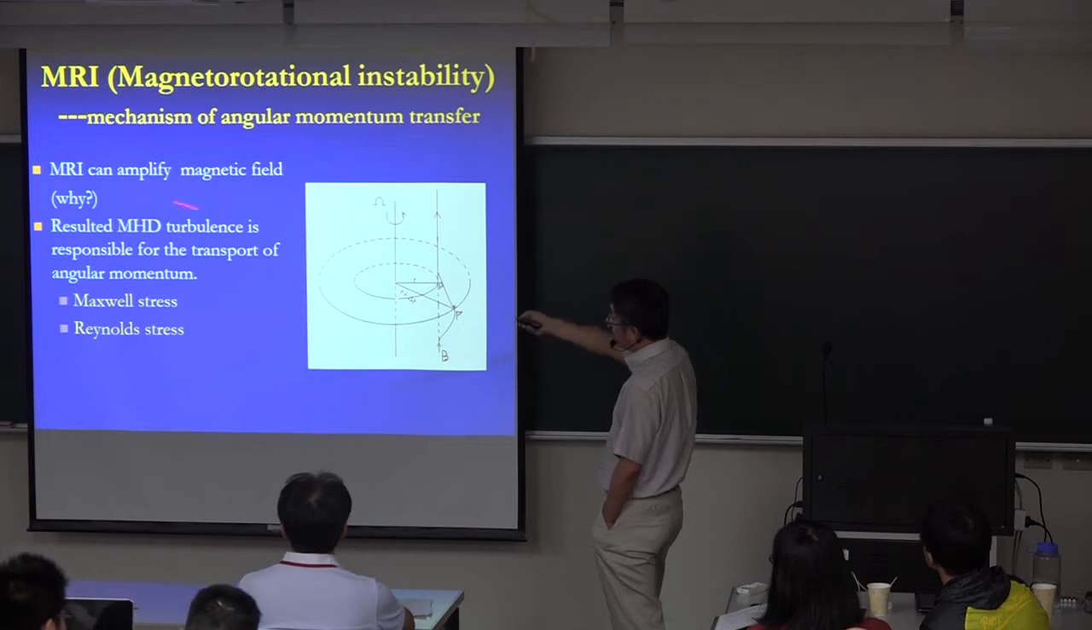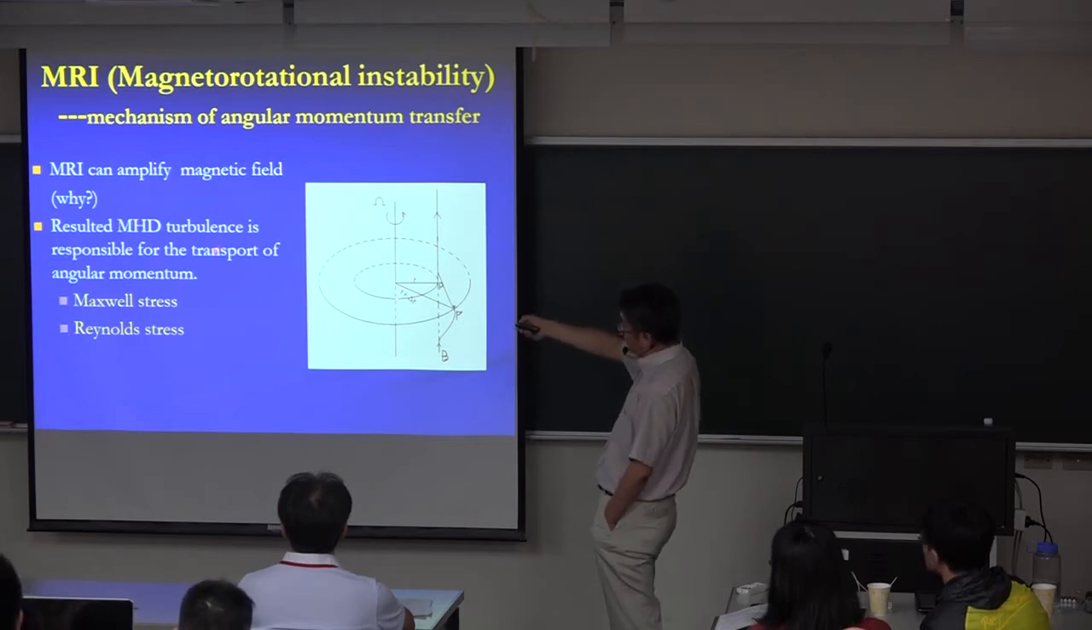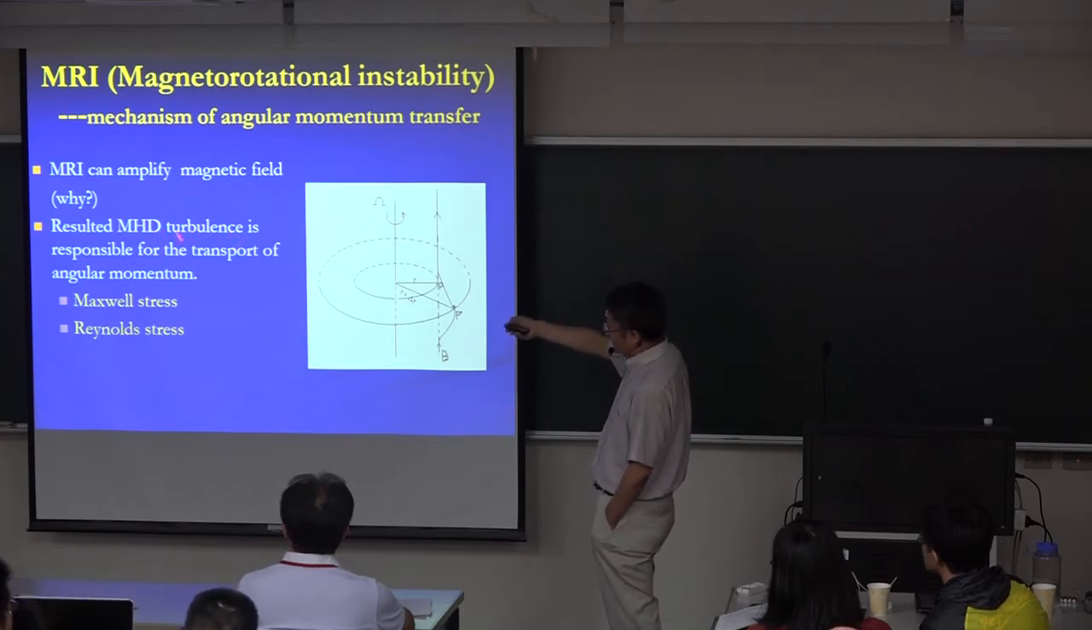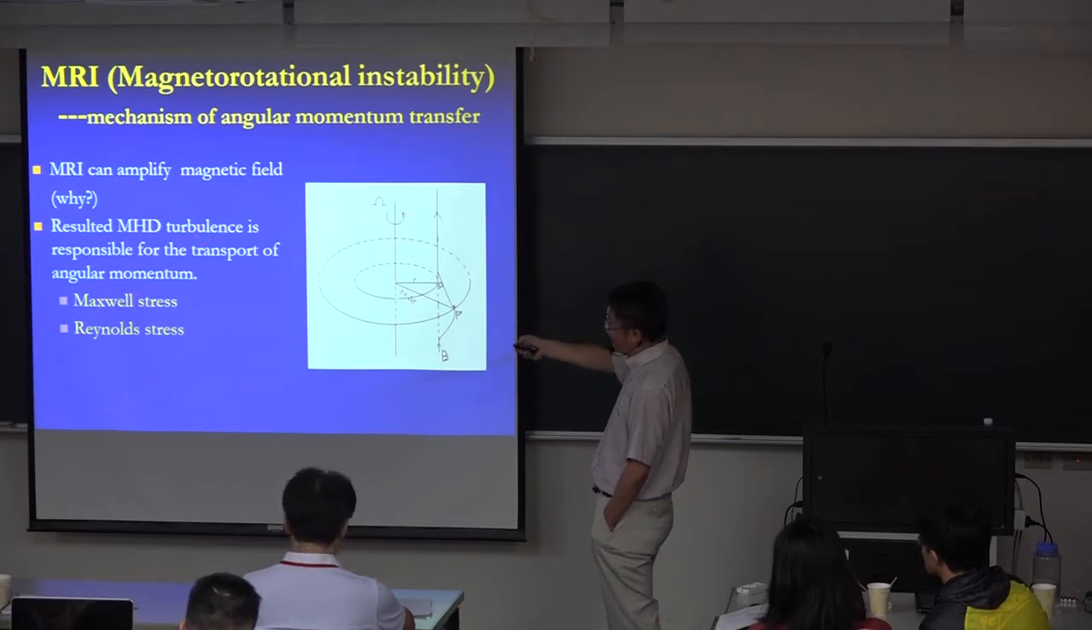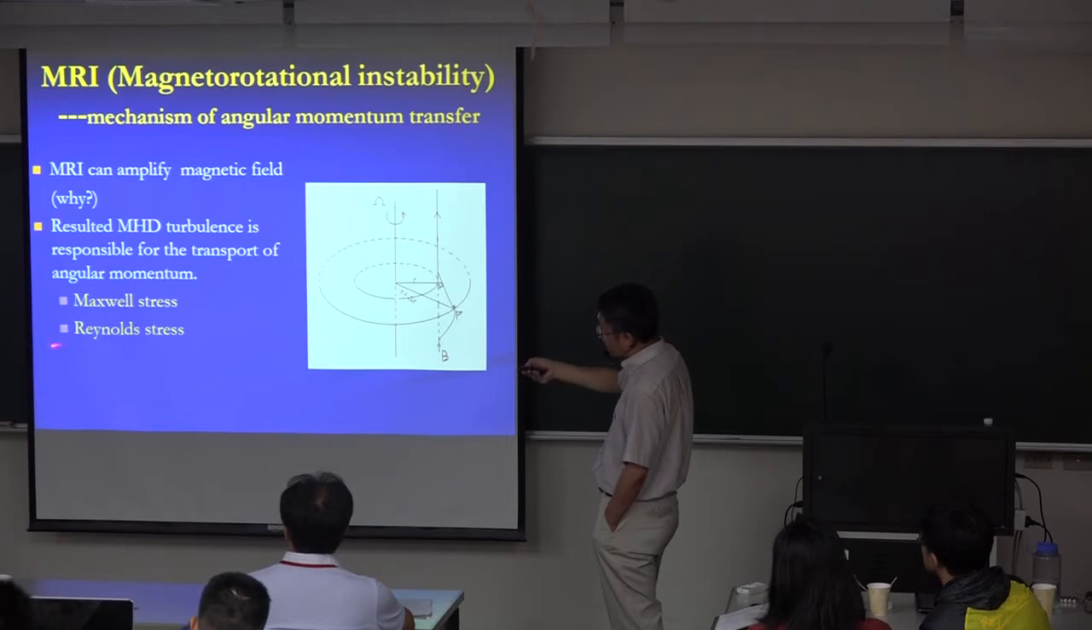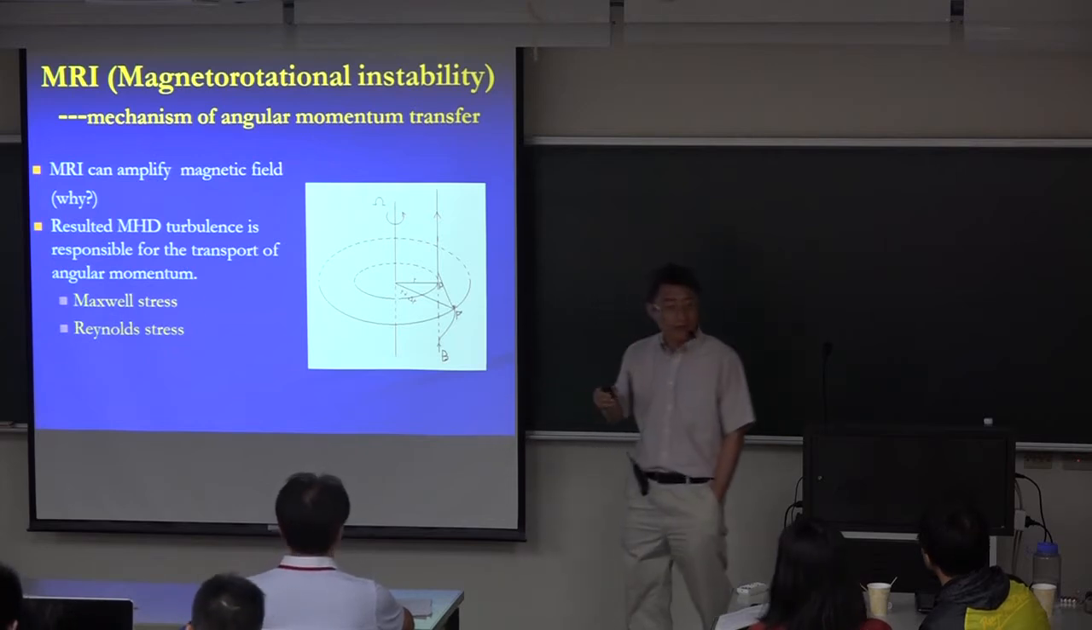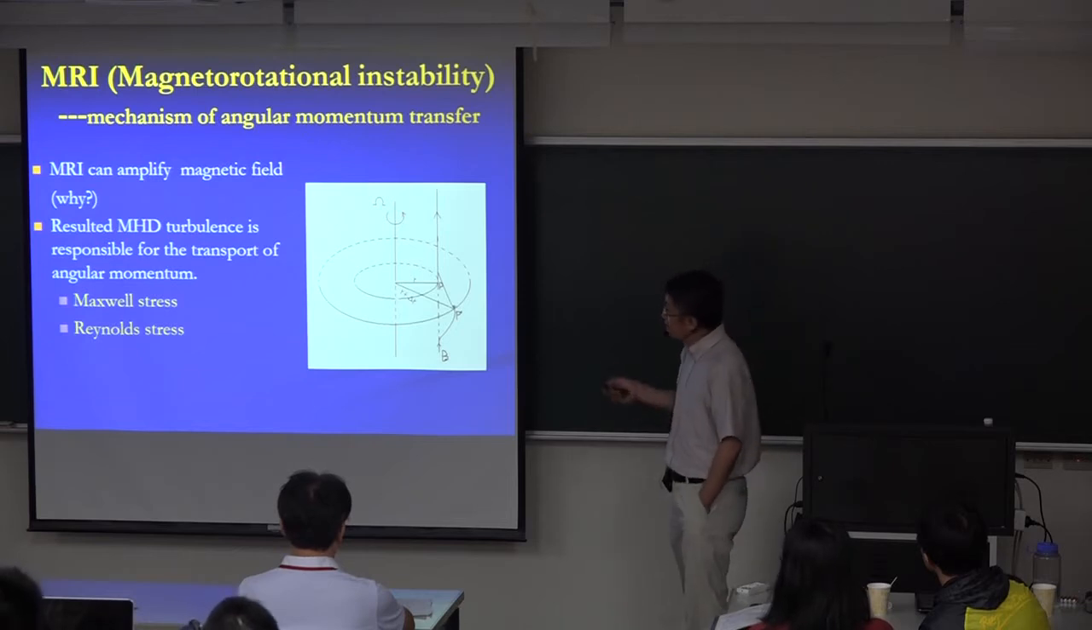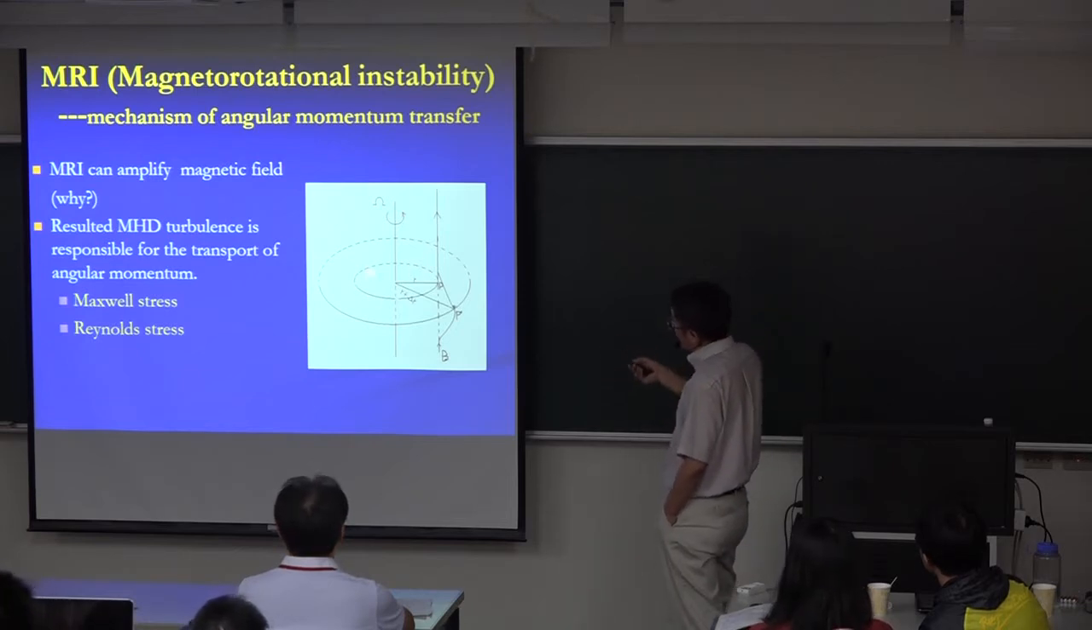Another one, as I already mentioned, is turbulence. So once we have such an instability, we will have both magnetic field amplification and turbulence. These two things correspond to two kinds of stress. The magnetic field corresponds to the Maxwell stress, and turbulence corresponds to the Reynolds stress. It is the sum of these two stresses which plays the role of transporting angular momentum in an accretion disk.